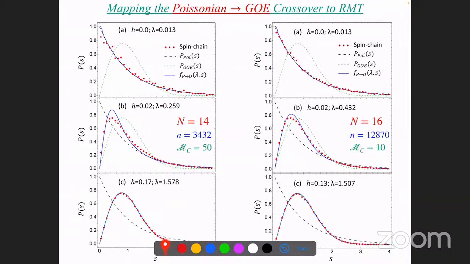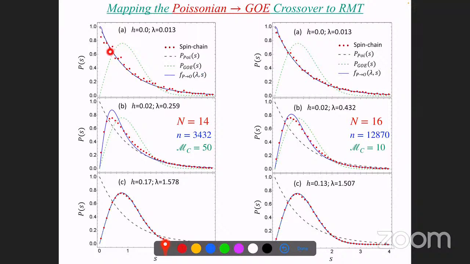Okay, so earlier we had shown the extreme points of the crossover. So now we go over the crossover slowly. So here, if you look, the results shown in the red dots are the spin chain results. And then the black and the green ones are the Poissonian and GOE, and this is the interpolating function. So these are the two extremes from RMT, and this is the interpolating function from RMT.